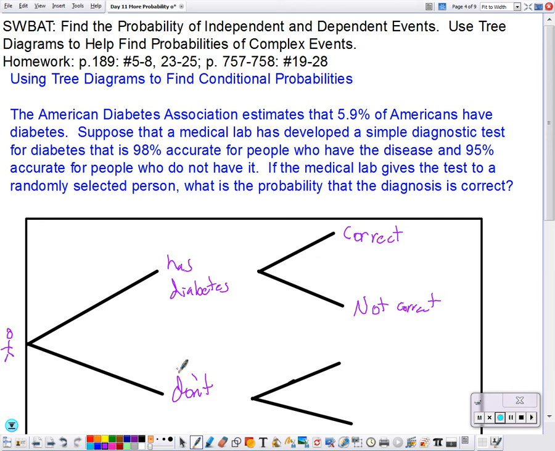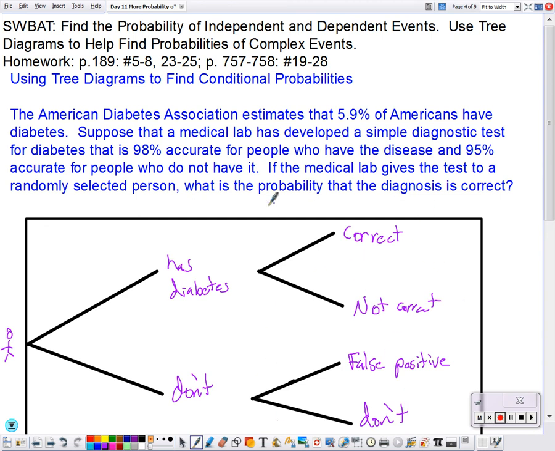Then we have the person who doesn't have diabetes. They could get a false positive. I'm going to write that down. False positive. What that means is the test comes back positive, but they actually don't have it. And then, of course, they don't have diabetes, and it says you don't have diabetes. So these are the four situations.